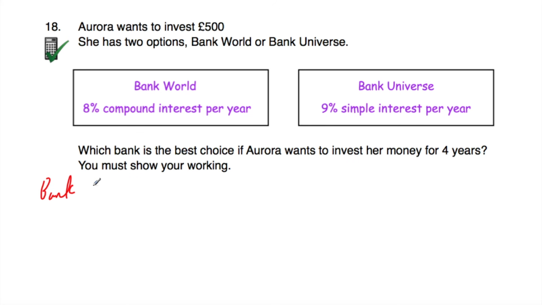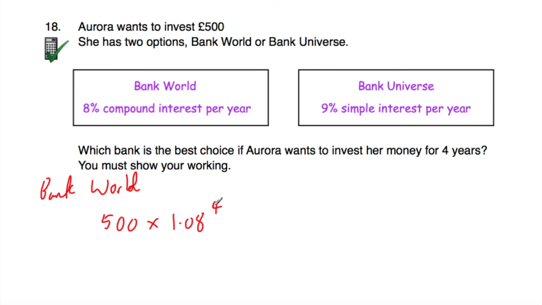So Bank World, we're going to use our compound interest formula, which is the initial, £500, multiplied by the multiplier. Well, it's going up by 8%, so it'll be 1.08. If we multiply something by 1.08, we increase it by 8%, to the power of time, which in this case is 4 years.